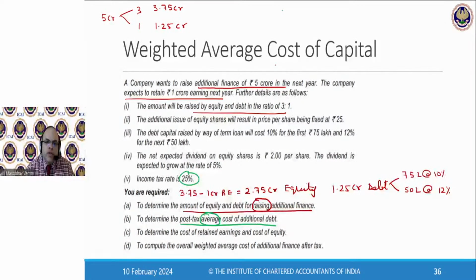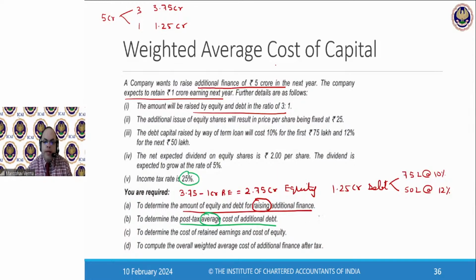Now, of course, in terms of the two debts, Preeti did not understand. Preeti, what happened? 5 CR is what you need in total, right? Your ratio is given 3:1. So 3/4 of 5 is 3.75, 1 by 4 of 5 is 1.25. 3.75 is the equity you need, but you already have 1 CR retained earnings. So you can go for additional 2.75 now.